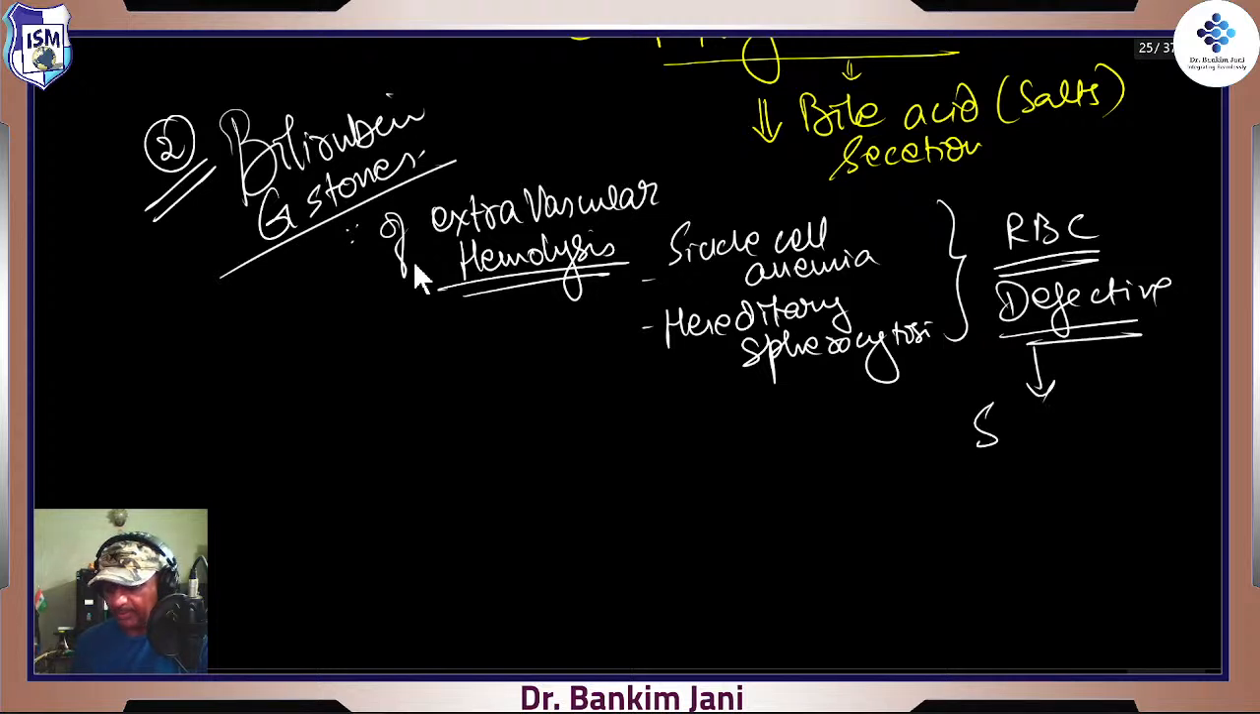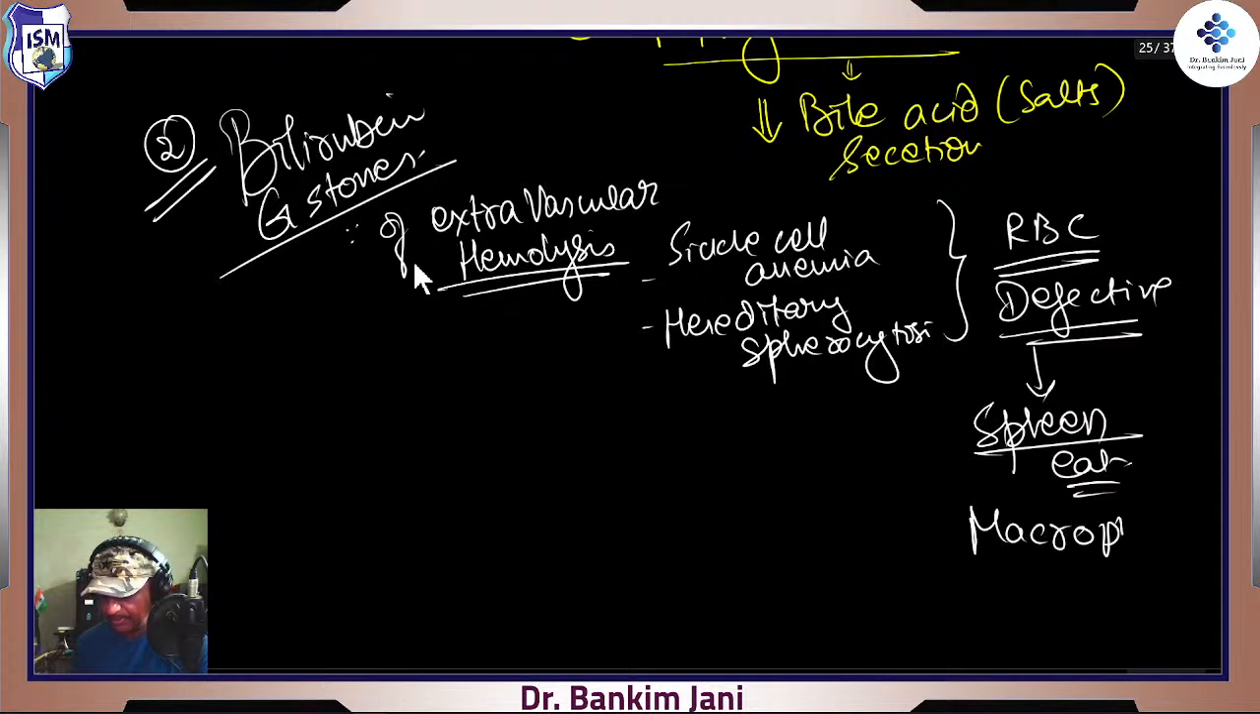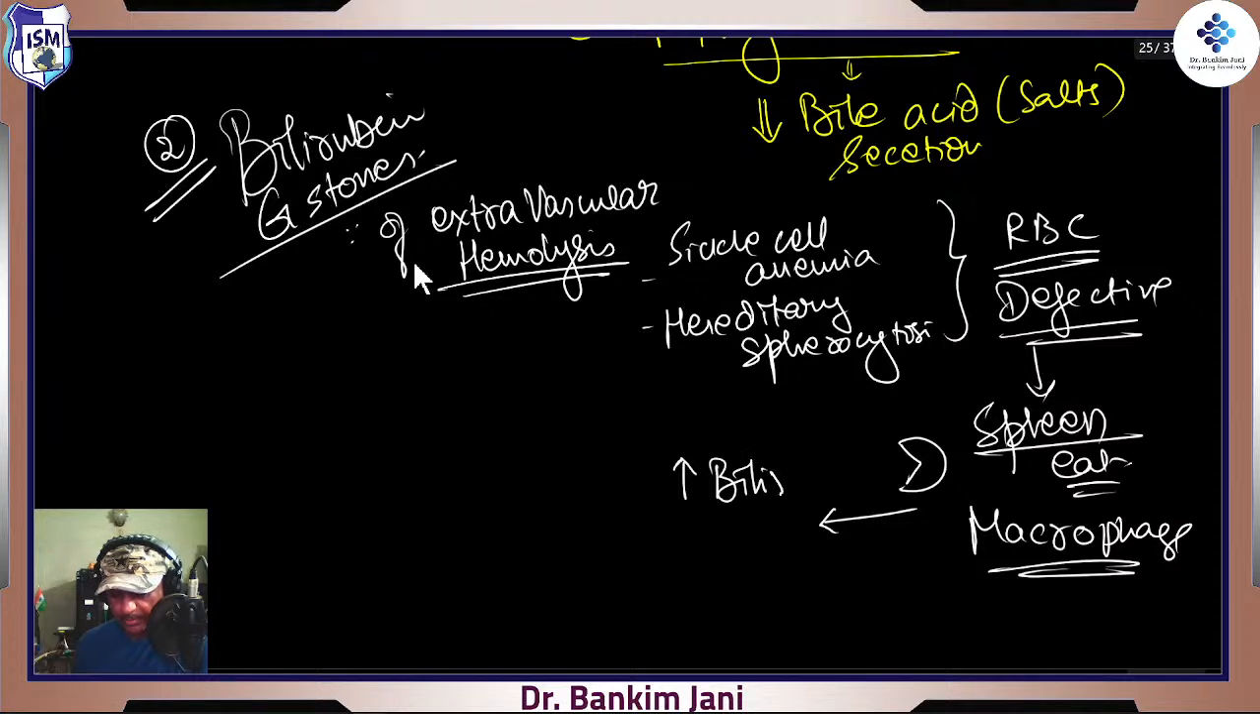Once they break, our dear spleen will come into the picture. He'll start eating them, right? That is what is called the macrophage, like that Pac-Man, right? That way it will start eating. And now comes the interesting part. This splenic macrophage will eat, and thus there would be formation of increased bilirubin.